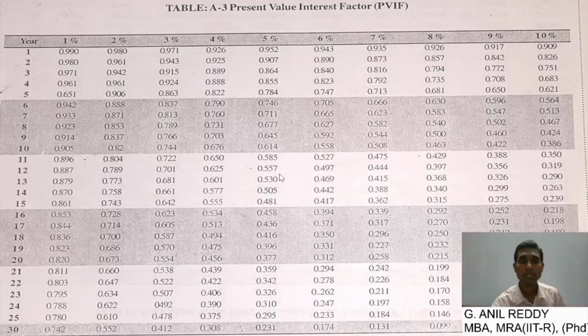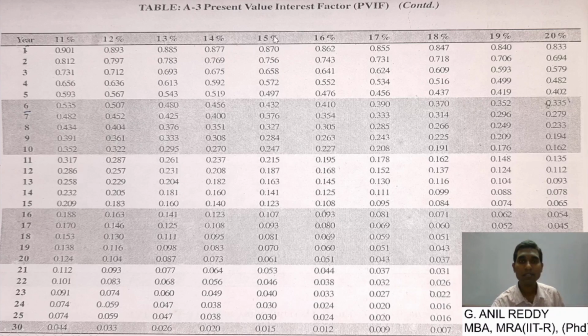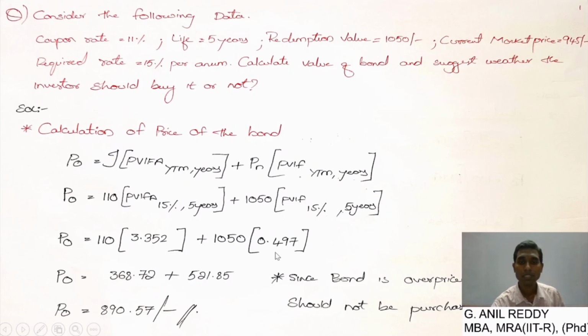So let us look at 15%. This is the A3 table. So this is 15%, 5 years, which is 0.497. In the same way, you need to look into the A4 table for 15%, 5 years. Then P0 is equal to 110 into 3.352, which comes to 368.72, plus 1050 into 0.497, which comes to 521.85. So if you add them, P0, the value of the bond, is 890.57.